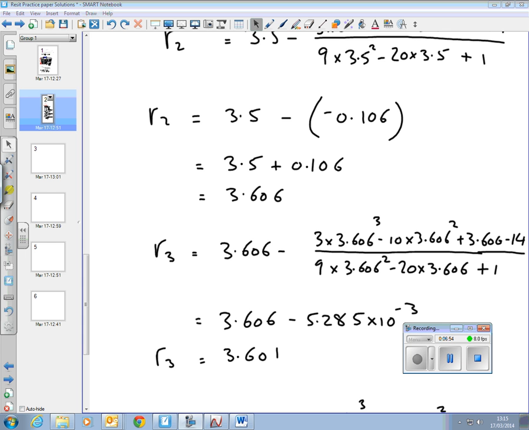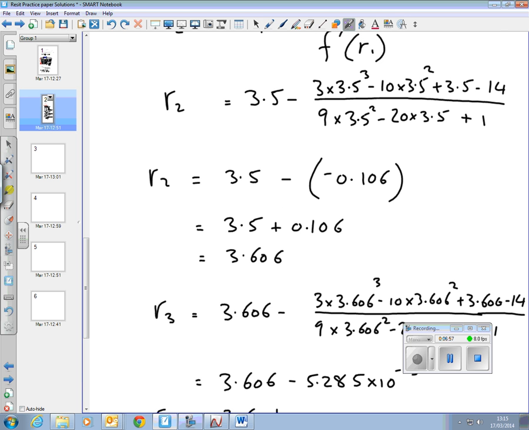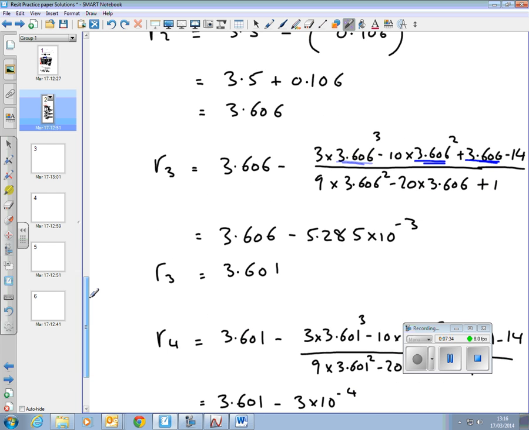Okay, I've had a go, so I worked out what this was. I have to subtract it. It came out to be a negative number, minus 0.0106, which means that actually I've got to add. So the root must be nearer to 4 than 3.5. So 3.5 plus that gives me 3.606. That now becomes my new guess. So I'll replace in Newton-Raphson 3.5 with 3.606. Work out what that comes out to be.